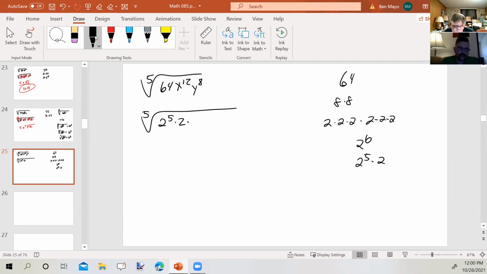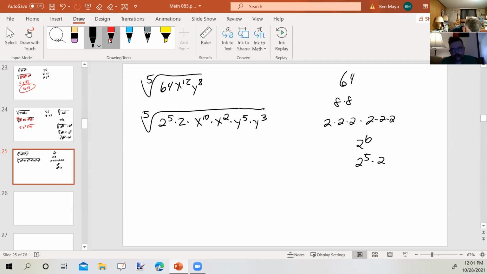x to the 12th. Well, 5 doesn't go into 12 evenly, but 5 goes into 10 evenly. So I'm going to rewrite x to the 12th as x to the 10th times x squared. 5 doesn't go into 8 evenly, so I'm going to write it as y to the 5th times y cubed. So I've got exponents that match the index, or they're multiples of the index, or they're not going anywhere.